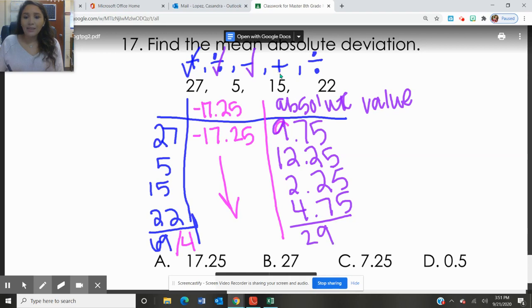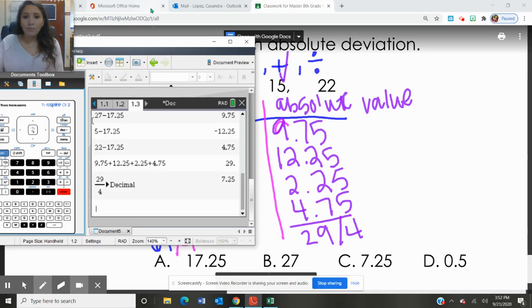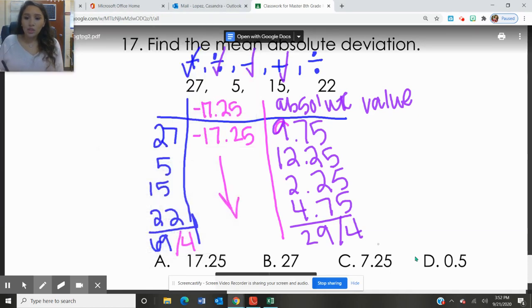And I have to do my last step, which is going to be to divide. And I'm going to divide by the amount of numbers I just added to get this number, and that was 4. So 29 divided by 4. I'm going to go ahead and open up my calculator. So 29 divided by 4. Menu 1 for it to be a decimal, and I get 7.25. So that means that the correct answer is C, 7.25.